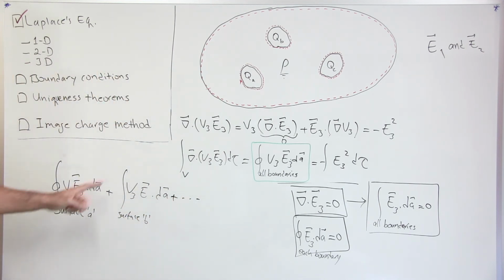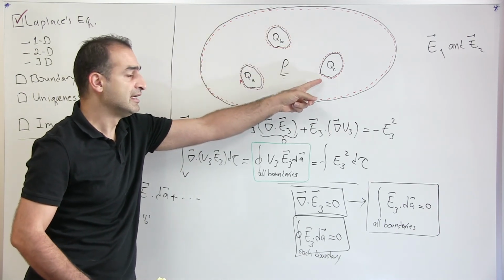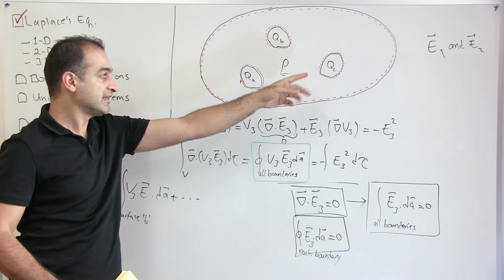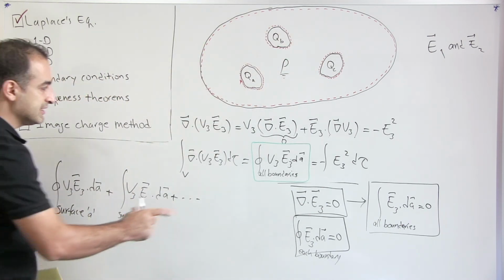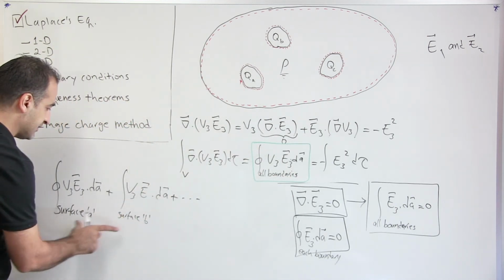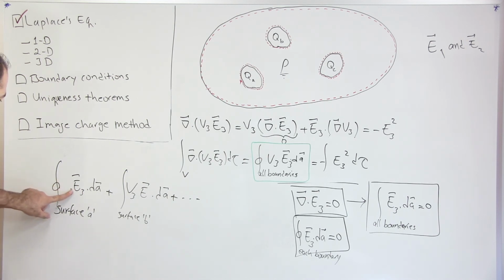So surface A is the surface of this conductor, surface B is the surface of this conductor. We can have as many conductors as we have, and we have also the exterior boundary as well. So this green integral can be written in terms of many of these integrals. And now look at this, V3 on each of these surfaces is constant. So this V3 can be moved outside of the integral. I'm going to say V3 on the boundary A.